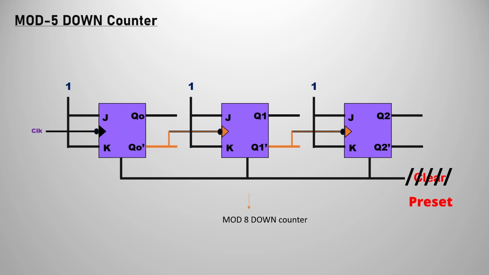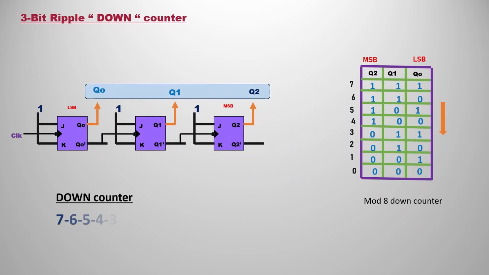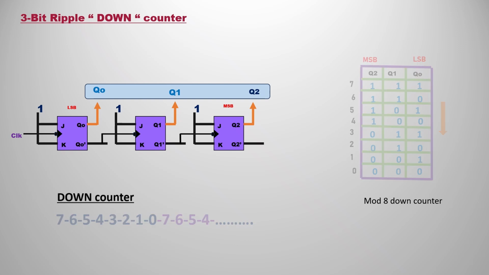Now we are going to understand the mod 5 down counter. For the mod 5 down counter also, first of all we need the mod 8 down counter, the big one, and then we add some logic to obtain what we require. So I took the mod 8 down counter first. As it is a mod 8 down counter, it starts from 7 and ends at 0, then again starts at 7 and ends at 0. This sequence continues, and you can also observe it in the truth table.